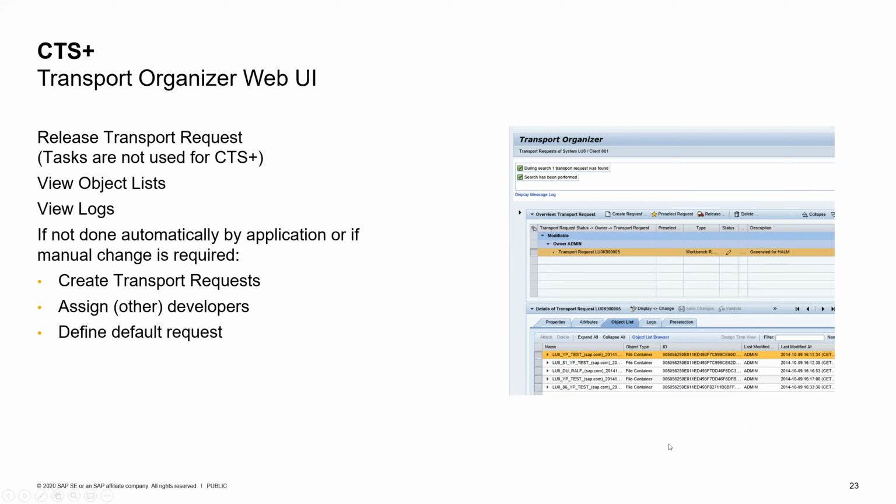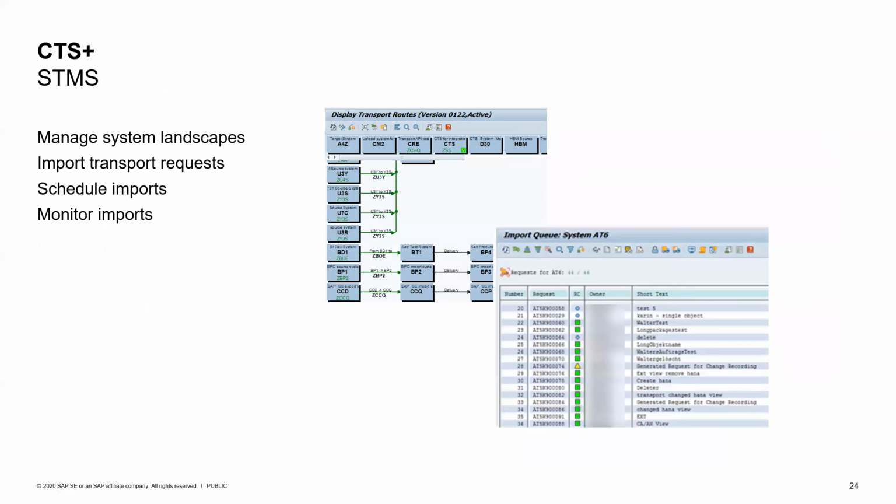The logs that are created when you import something are also visible inside this Transport Organizer Web UI. So there's a special tab, but you can also view the logs on the CTS Plus or on the CTS side on the SAP Solution Manager, for example, inside the normal log viewer of STMS. And that's what we see in here. So the system landscape looks very similar. Also for the non-ABAP systems, the import queue looks very similar.